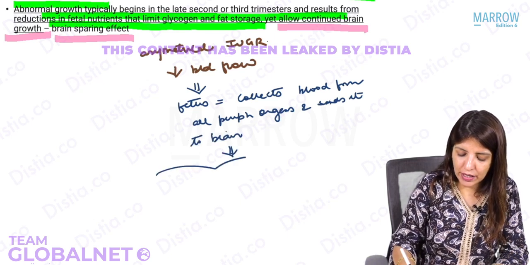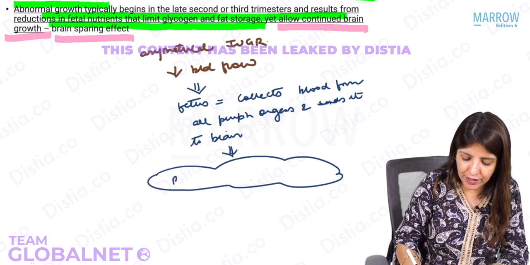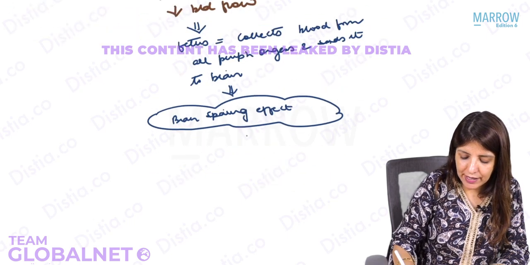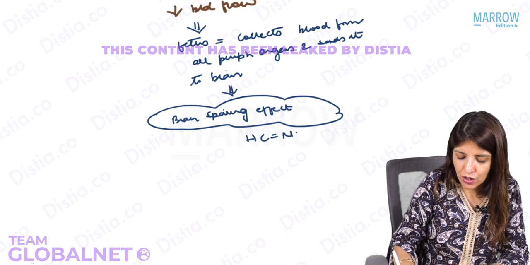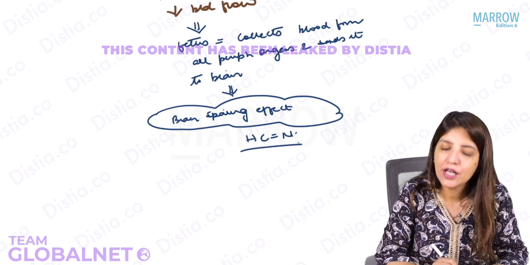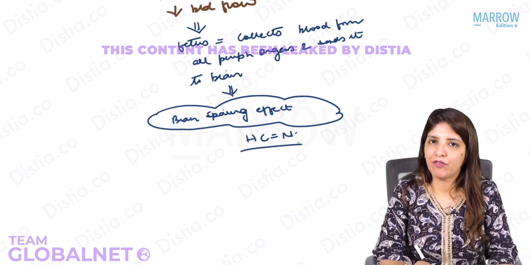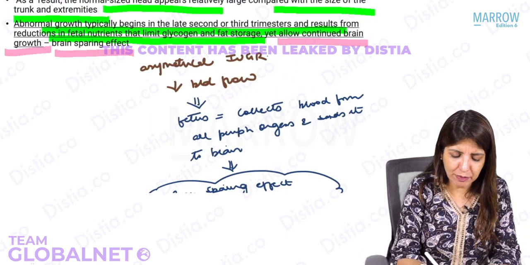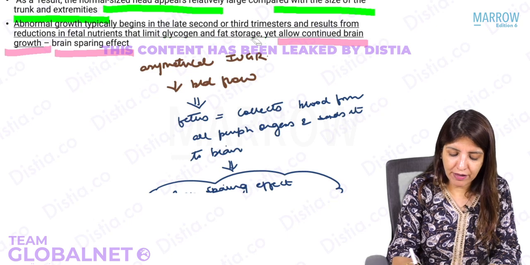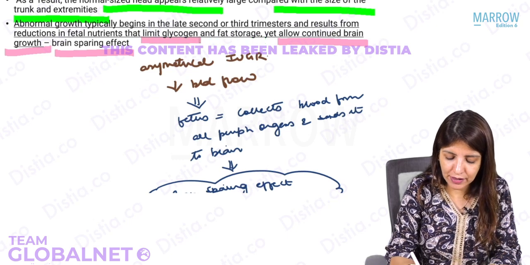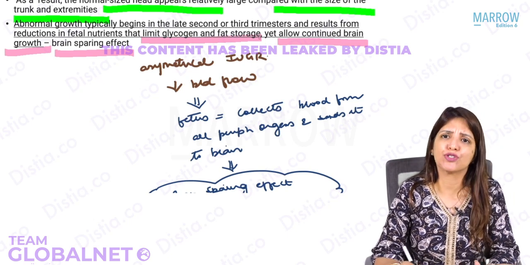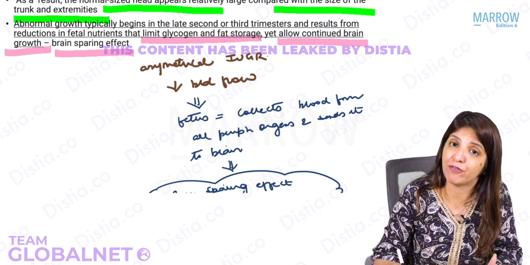This is what is called the brain sparing effect. Because of this brain sparing effect, the head circumference remains normal, right? So there is decreased blood supply, and obviously if there is decreased blood supply, what is going to happen? There will be less glycogen and less fat. When there is less blood supply and less nutrients, glycogen and fat storage will be affected.